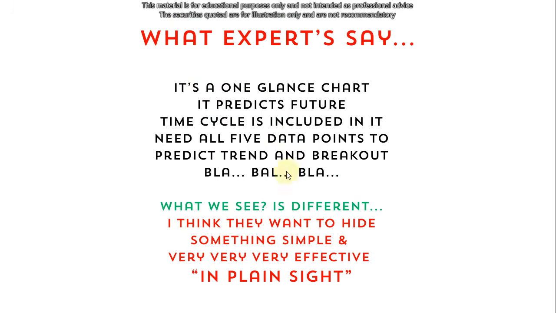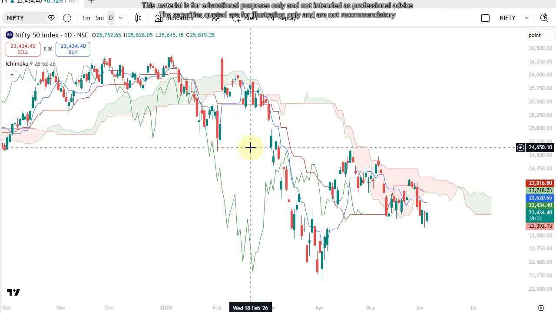They will also say that this is a one glance chart which predicts the future price movement. Some say time cycle is also included in this, Elliott wave is also included in this, and likewise there are many concepts in the market. For a layman to combine all these 5 and find out a trending entry or a pullback entry or a breakout entry seems difficult. I don't know whether the market experts don't know the concept which I am going to reveal now, or whether they don't want to reveal it. Either they are hiding the secret or they do not know till now.